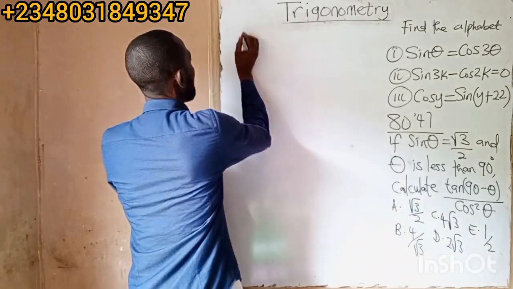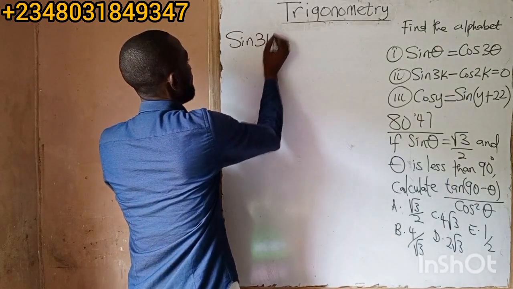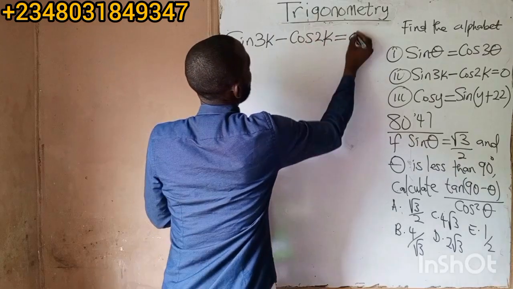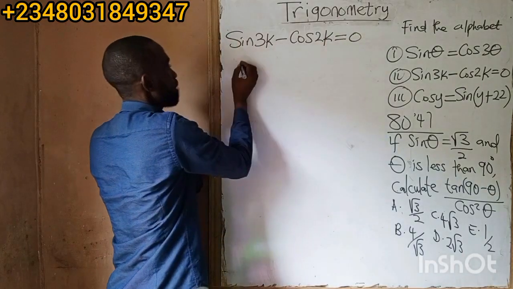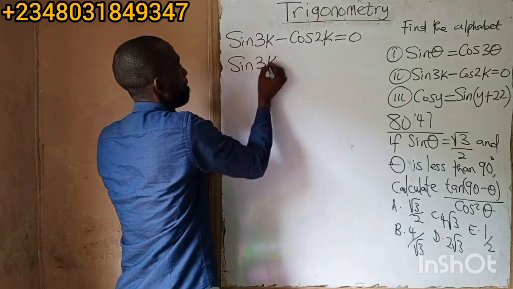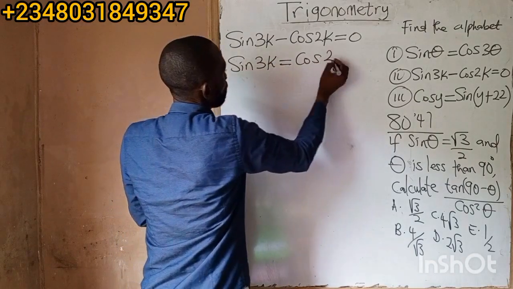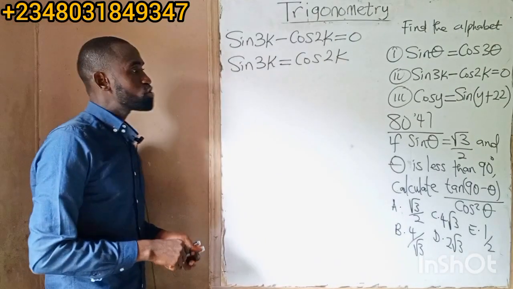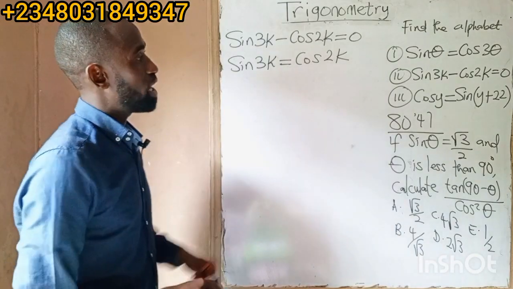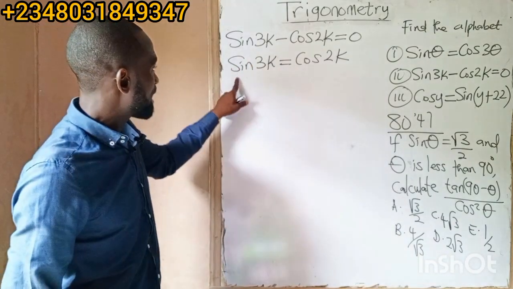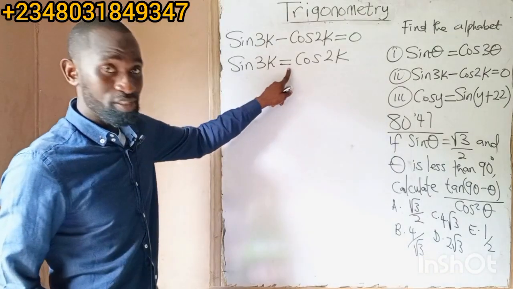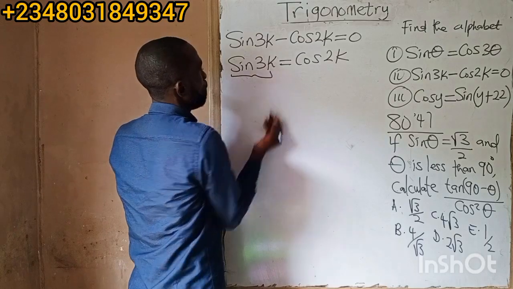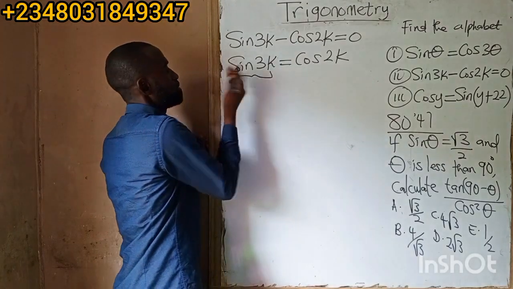So here, sin 3k minus cos 2k equals 0. So what I'm going to do is move this one to this side. So I'm having sin 3k equals cos 2k. You see it? It's as simple as that. Now I will use my basic understanding of complementary angle, because I have sine here, I have cos here, and an equality sign between them. That is the rule. So I'll change this one to cos, or I change this one to sine. Let me change this one to cos.